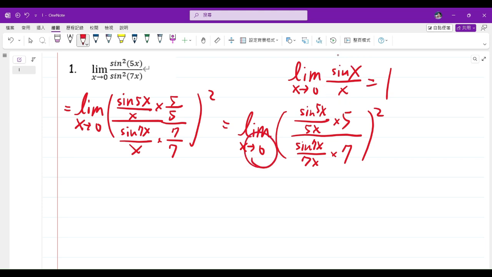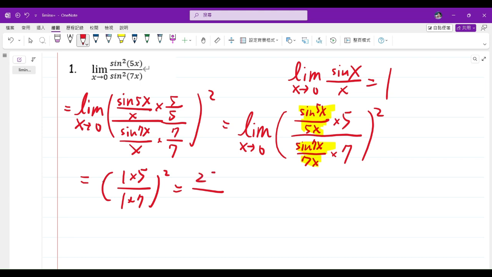So this part is quite similar to this. When x approaches 0, both this part and this part approach 1. So that actually is 1 times 5 over 1 times 7, and then squared. So the answer will be 25 over 49. Okay, that's the answer for the first question.